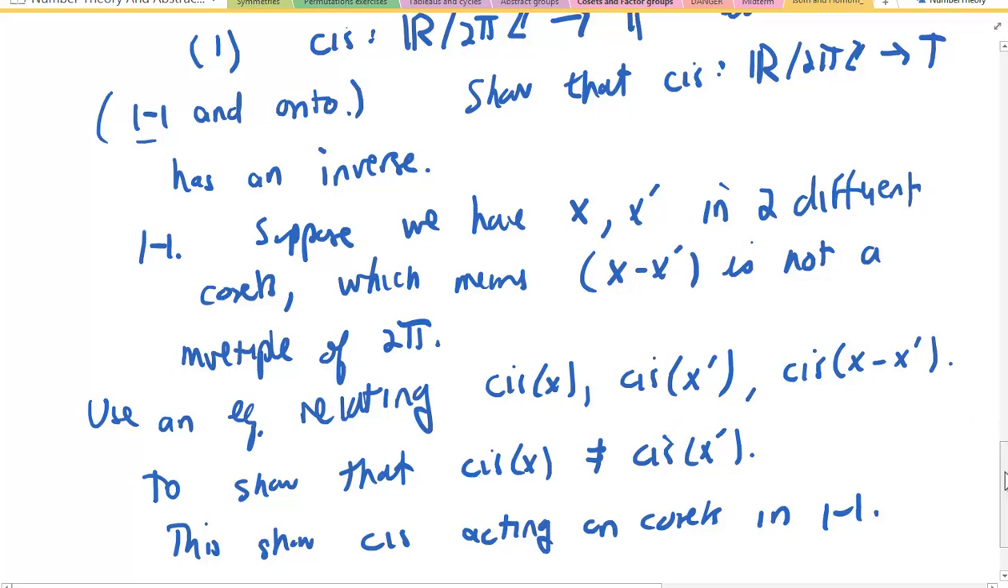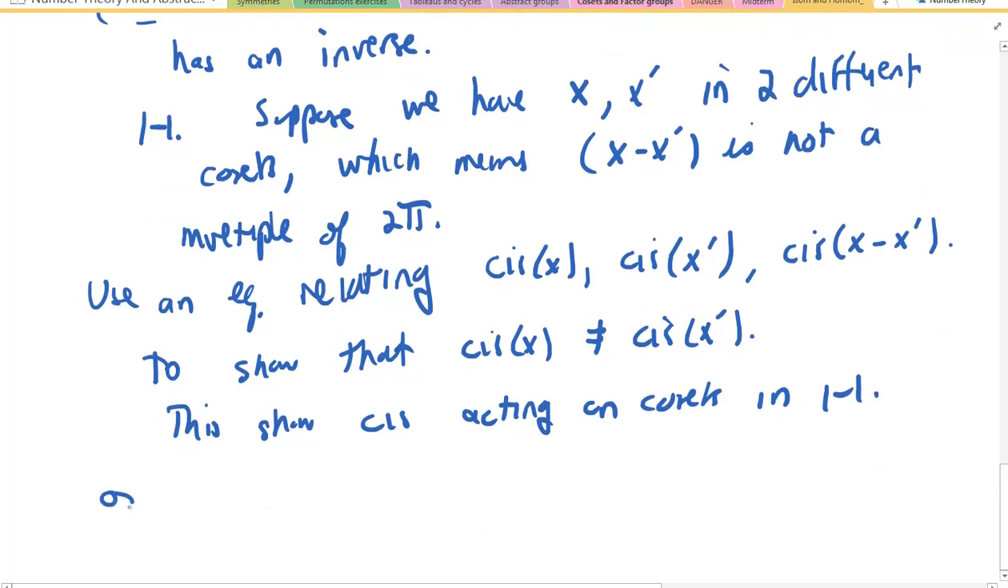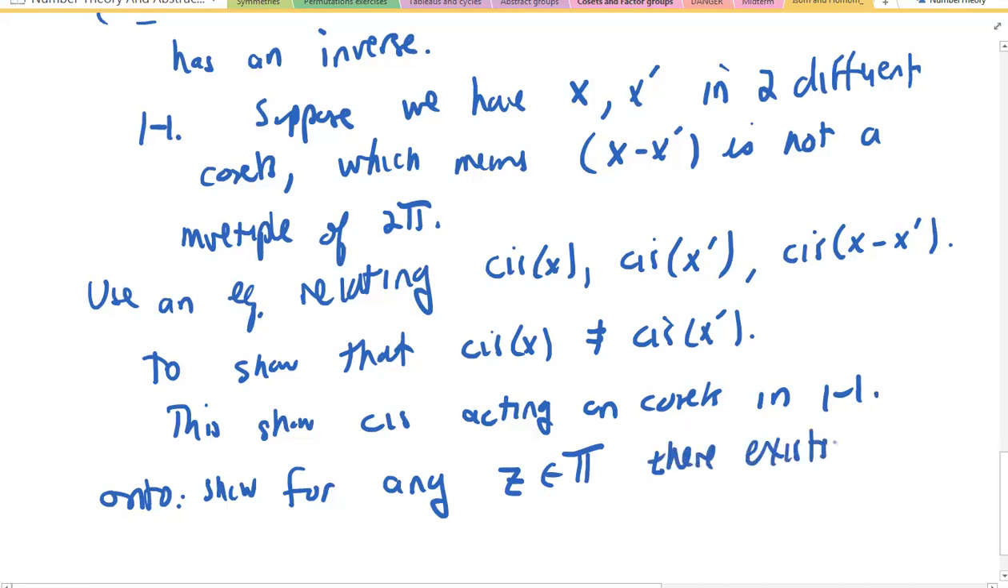Okay. Then on to, I think that you need to show for any z in T, there exists an x in R such that cis of x equals z. All right, so that's how you would show onto.